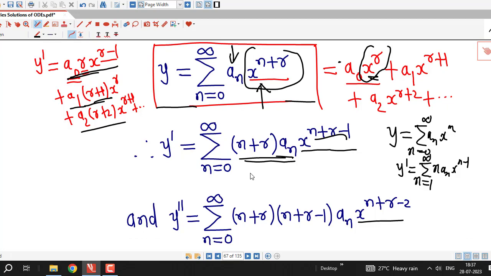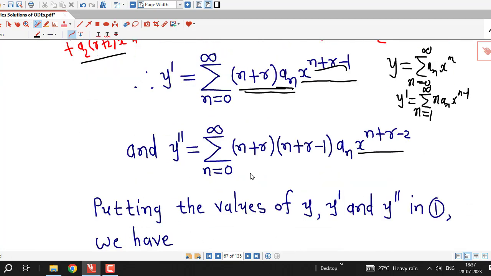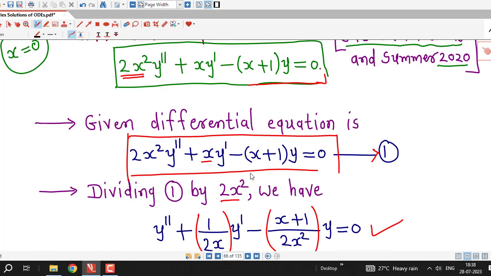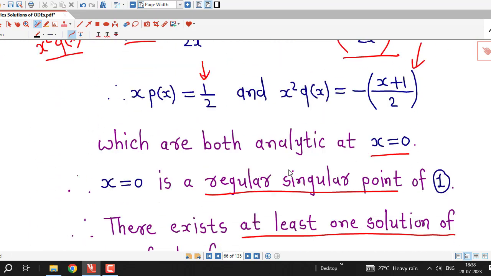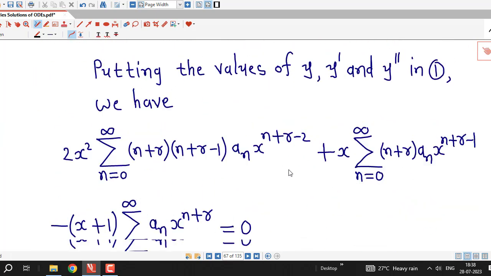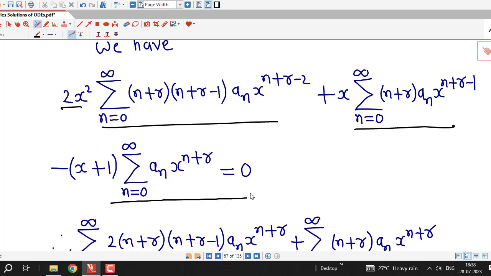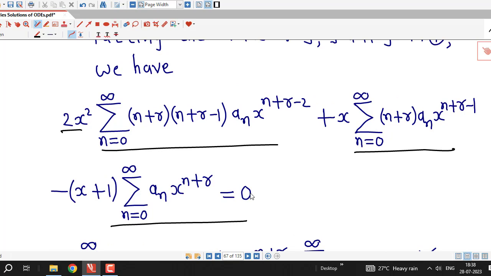Now once we obtain these values, we put them in the given equation, which is 2x square into y double dash plus x into y dash minus x plus 1 into y equal to 0. So we are substituting the values of y double dash, y dash and y in this equation, and that I have done here.